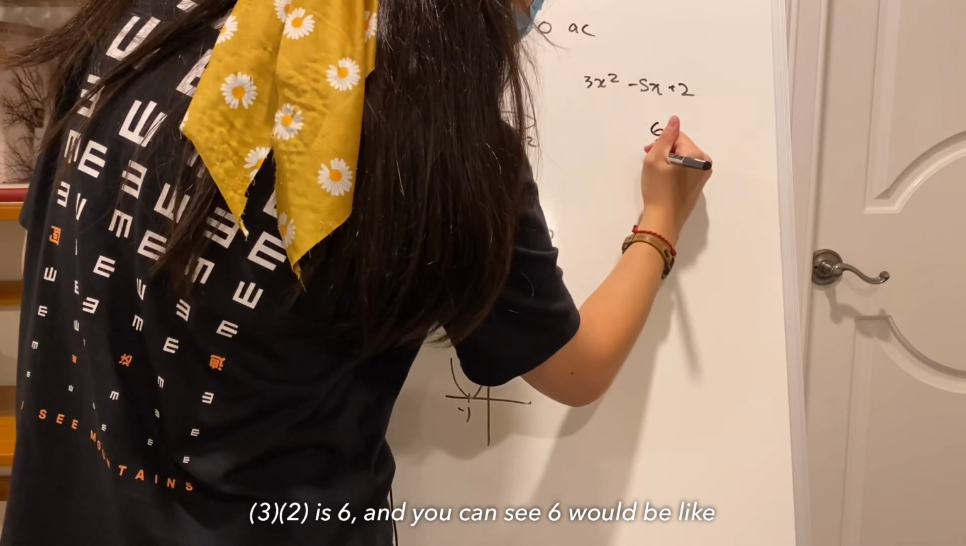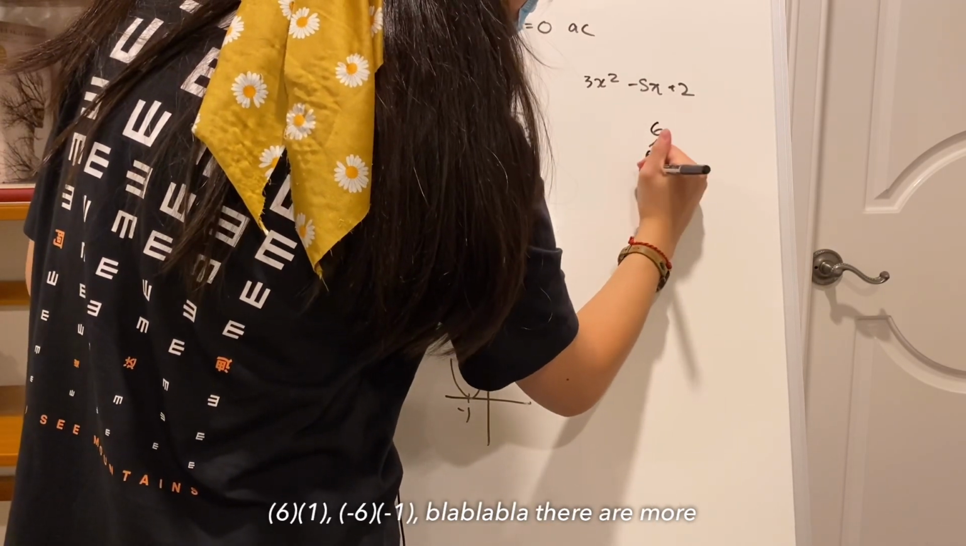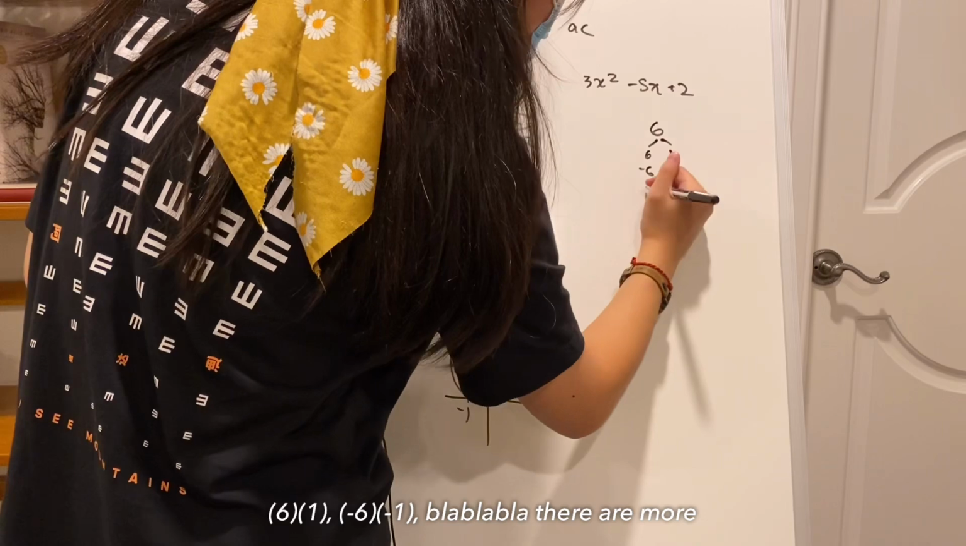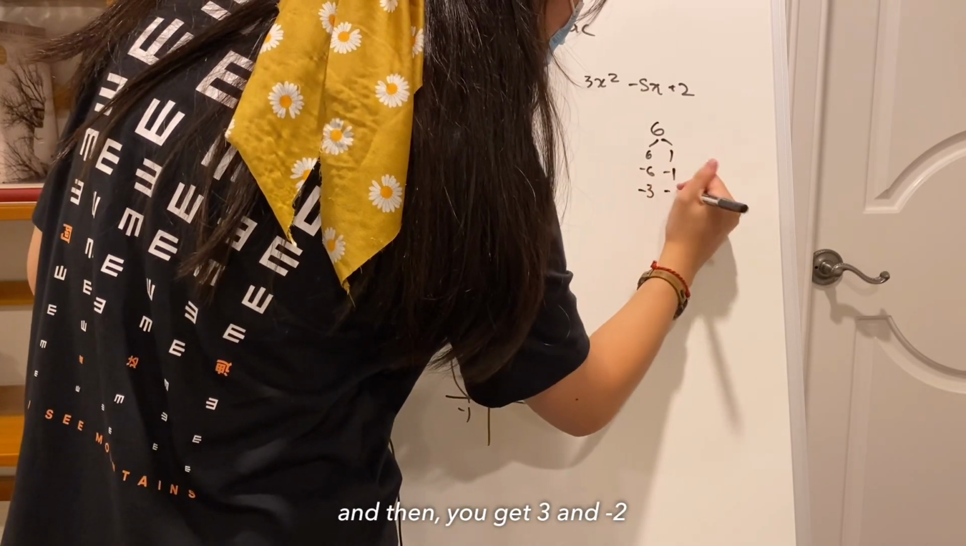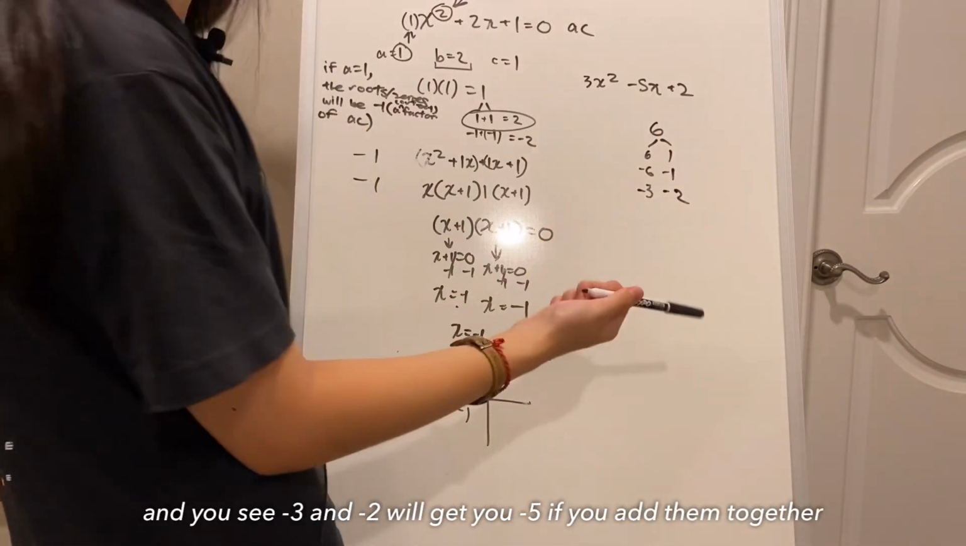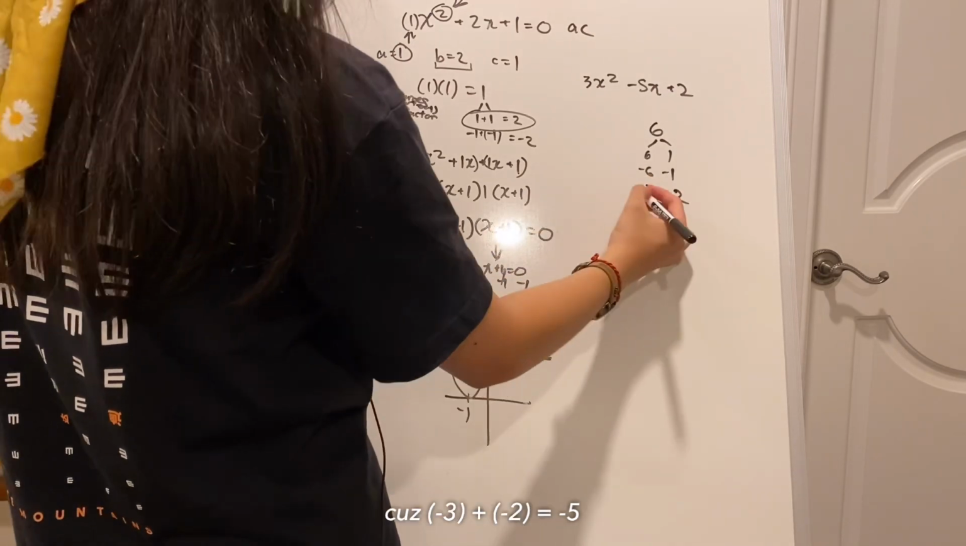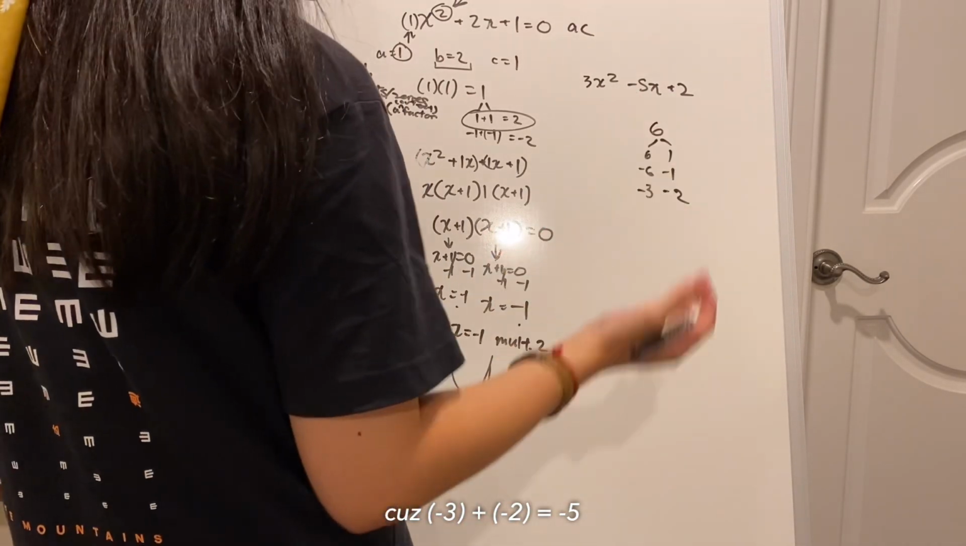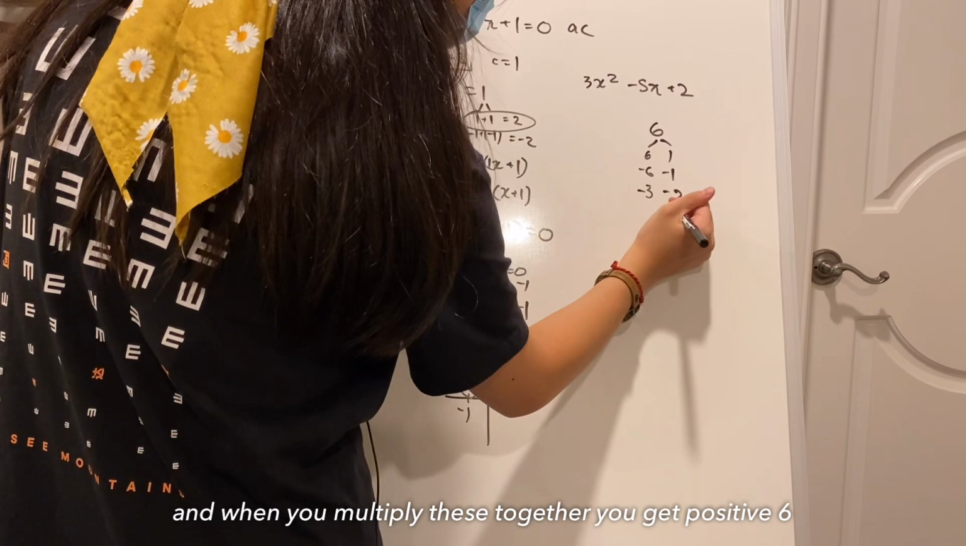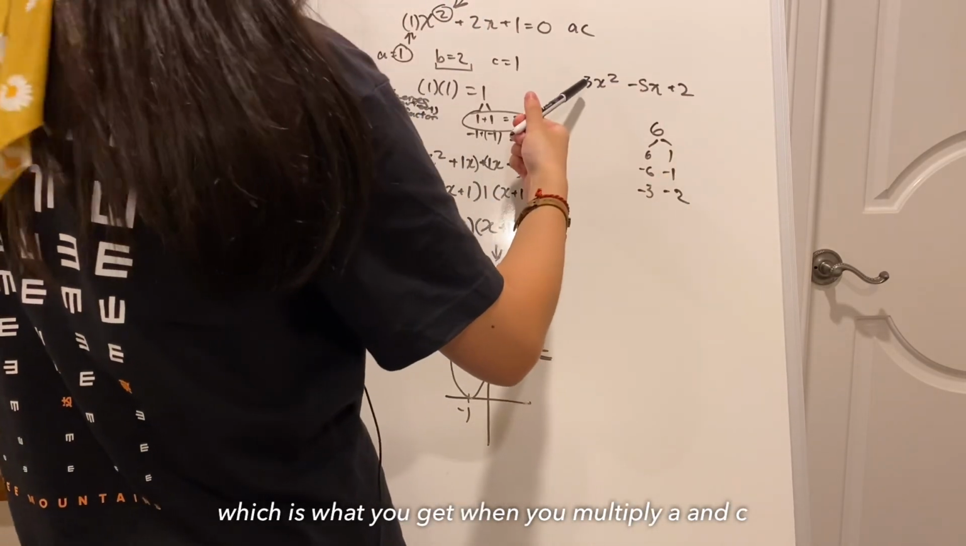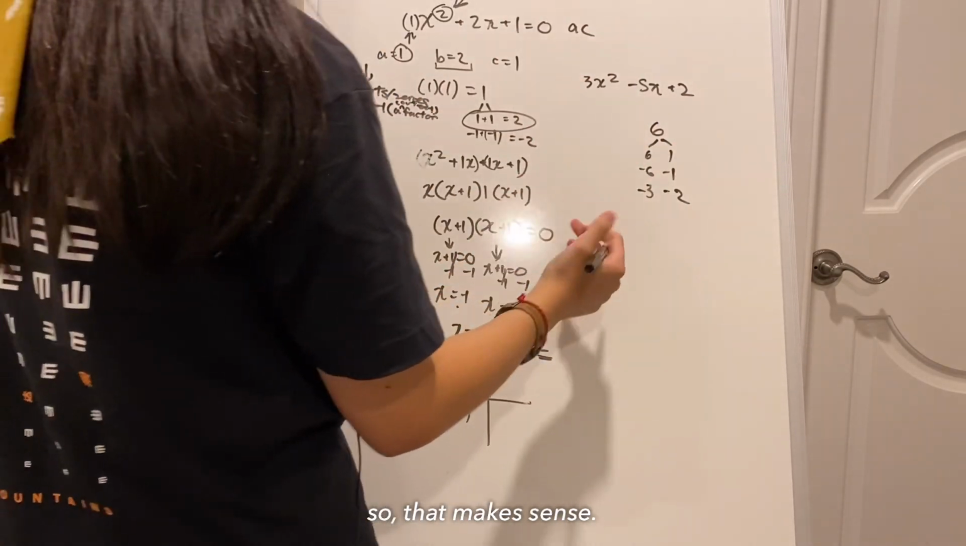And you can see 6 would be like 6 times 1, 6, -1, and so on. And then you get -3 and -2. And you see -3 and -2 will get you -5 if you add them together, because -3 plus -2 is equal to -5. And when you multiply these together, you get +6, which is what you get when you multiply A and C. So that makes sense.